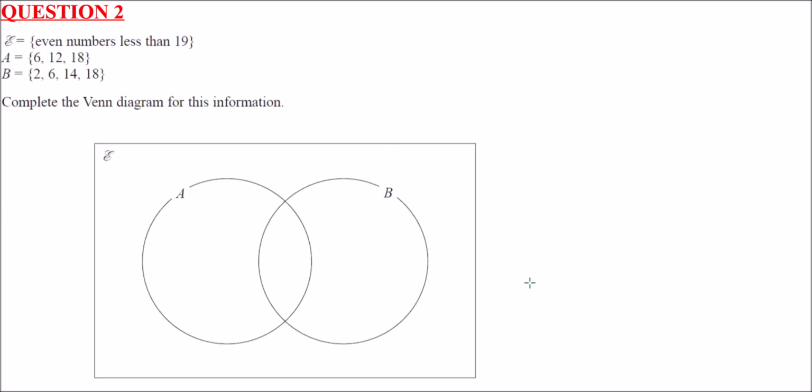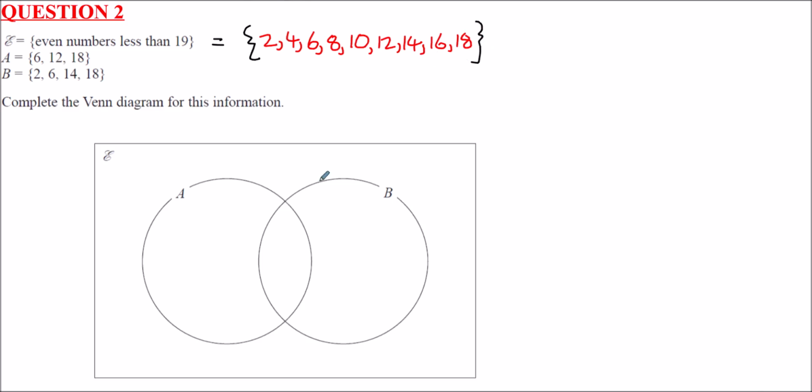Question 2 is a Venn diagram question. E stands for everything in the Venn diagram. So E, everything in here, needs to be all the even numbers less than 19. It couldn't be a bad idea to write out all the even numbers that are less than 19. So we've got 2, 4, 6, 8, 10, 12, 14, 16 and 18.